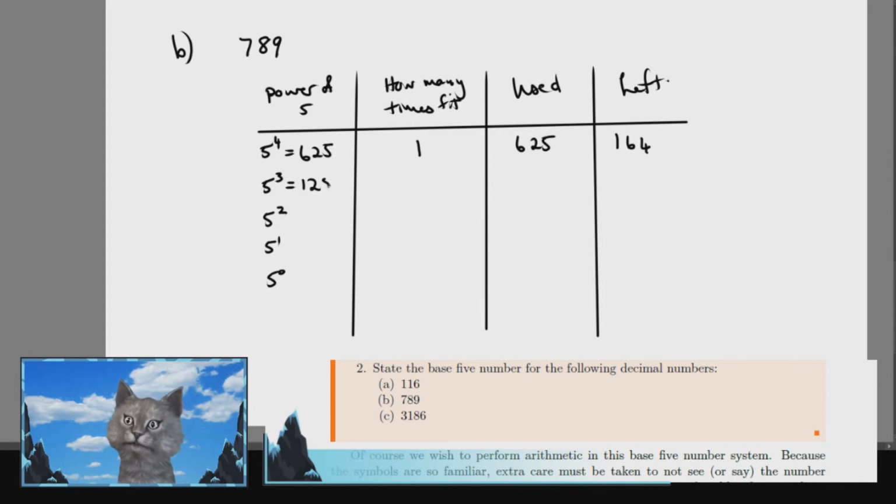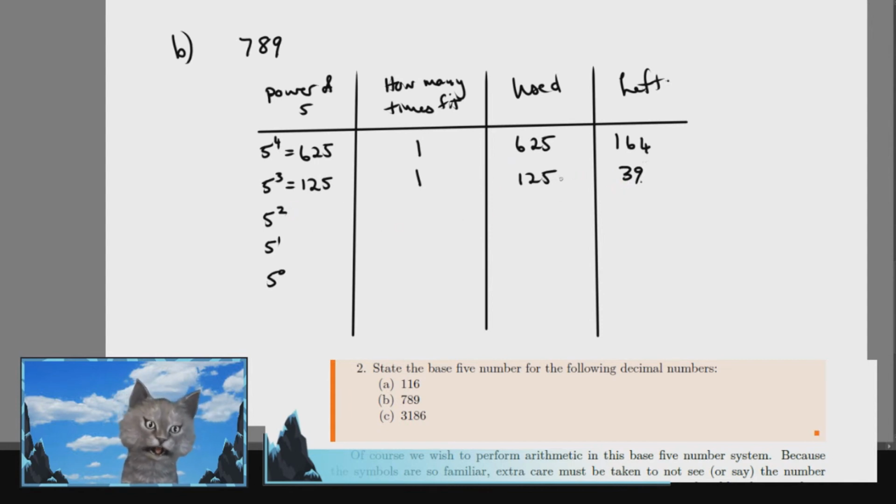Now, I want to fit in as many 125s as I can. I can only fit in 1, huh? I've used 125 of this 164. How much do I have left? Well, you can take your time. I'm going to slow down here. Pause. If you need to use a calculator, that's okay. It's always nice to try and do it in your head to keep you sharp, but you don't have to if you don't want to risk making a mistake.